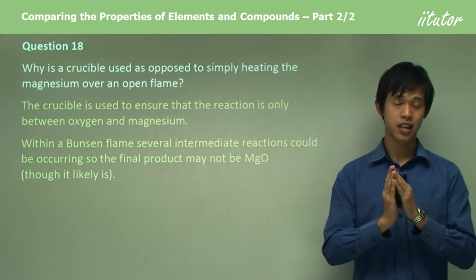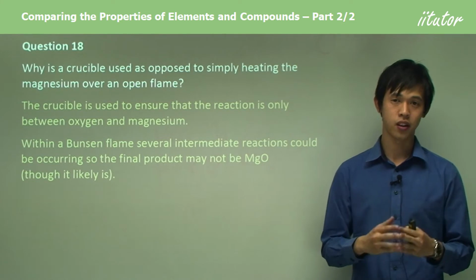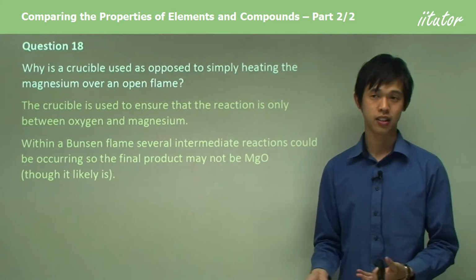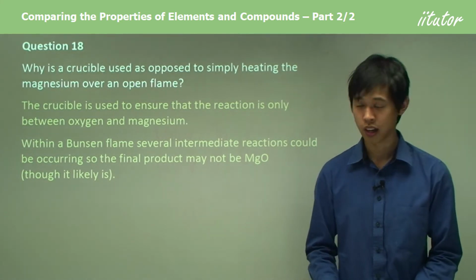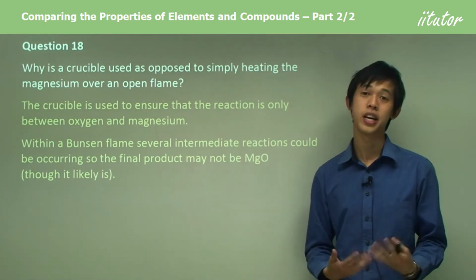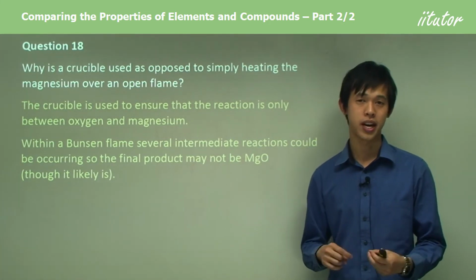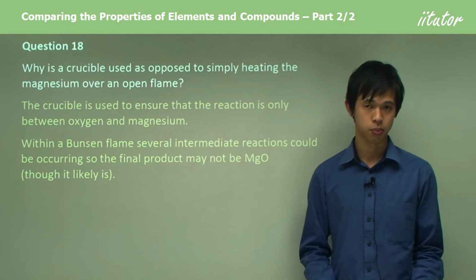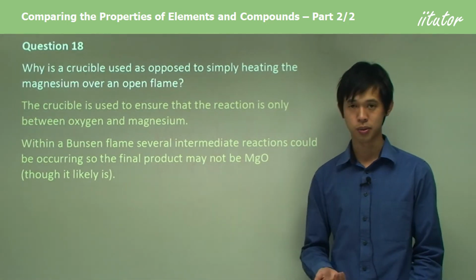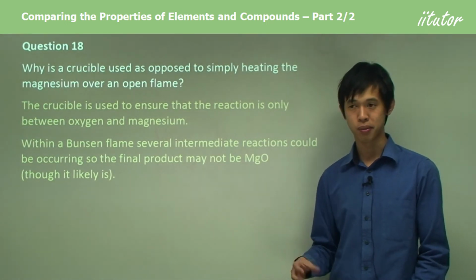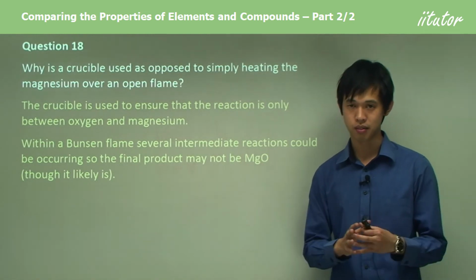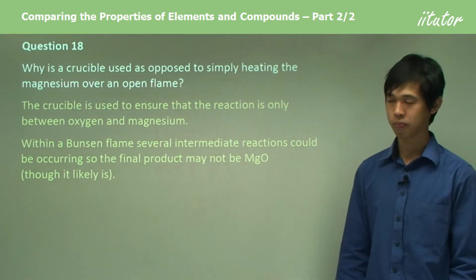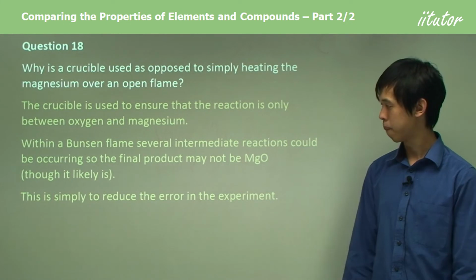The flame actually has thousands of chemicals inside it, and any one of those could potentially ruin our experiment by bonding with the magnesium. And while it's not likely, it could actually happen, and that's why we want to try and minimize the error in this prac as much as possible. And that's why we use the crucible, to keep the flame away from the magnesium, and so we eliminate that error straight away. So again, simply to reduce error.